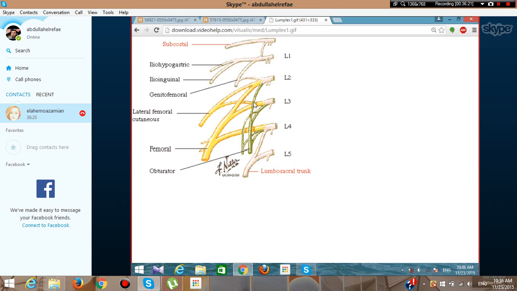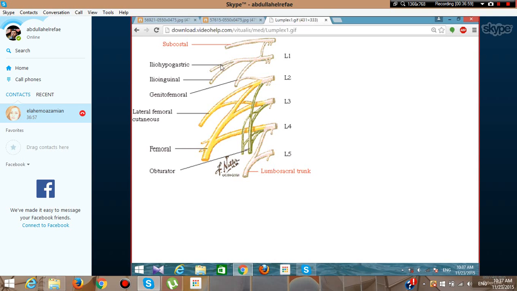Then from L2, L3, L4, you have a big nerve which is called femoral nerve. L2 to L4. Look at the green one. It's again from L2 to L4. We have obturator nerve. And from L2, L3, we have lateral femoral cutaneous nerve. It's telling you that I'm going to the lateral side of femur and I give a skin innervation.